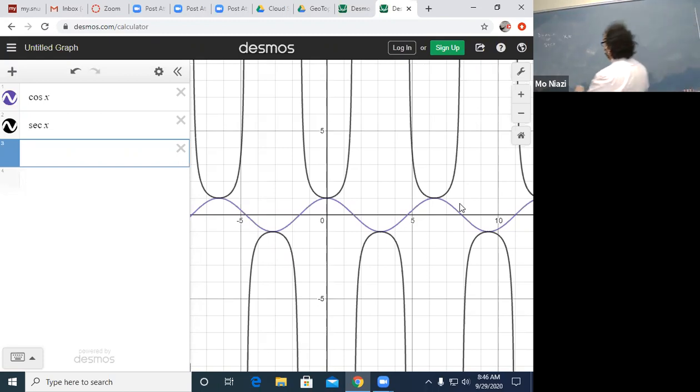Let's think about pi over 2, and then let's think about 3 pi over 2. Notice that if I take pi over 2 and add a pi to it, what do I get?